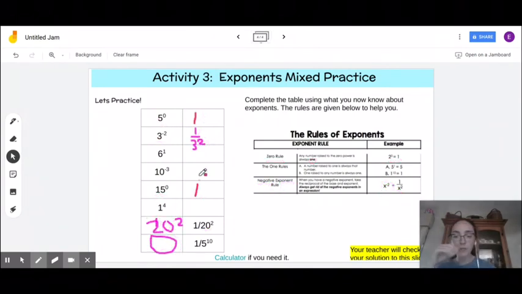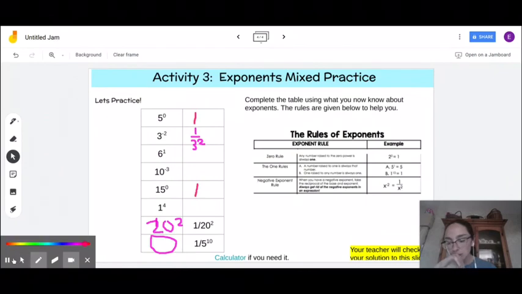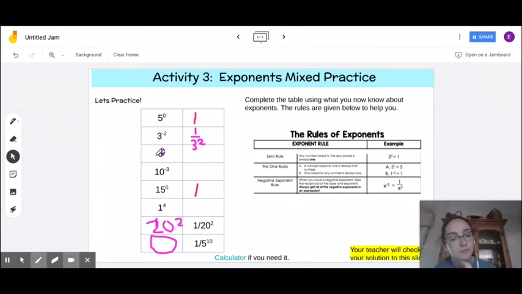Equal to 1. And let's take a look at this last one here. We have 6 to the first power. If we look to the ones rule, a number raised to 1 is always that number. So a 6 raised to a 1 is equal to a 6.